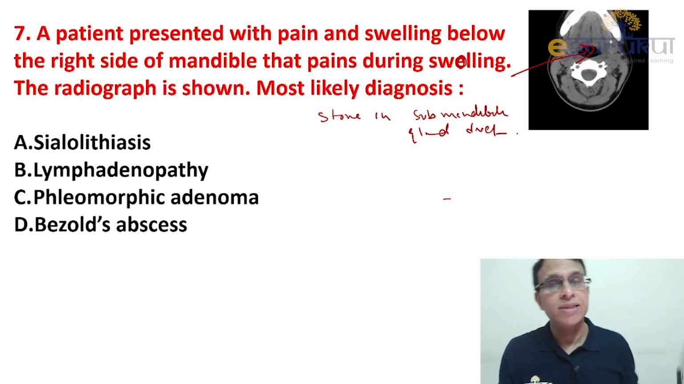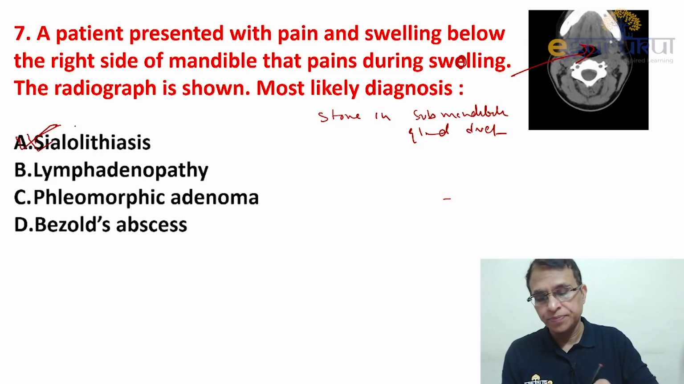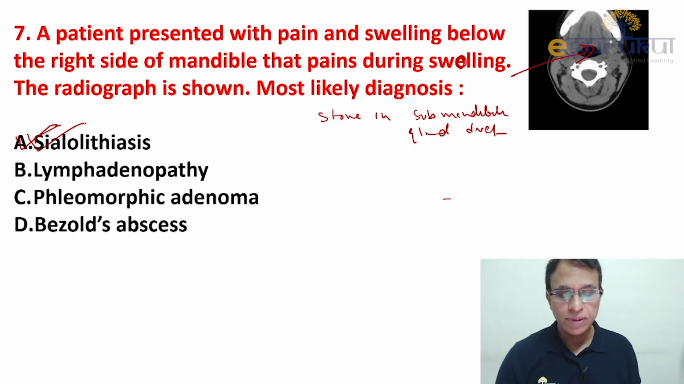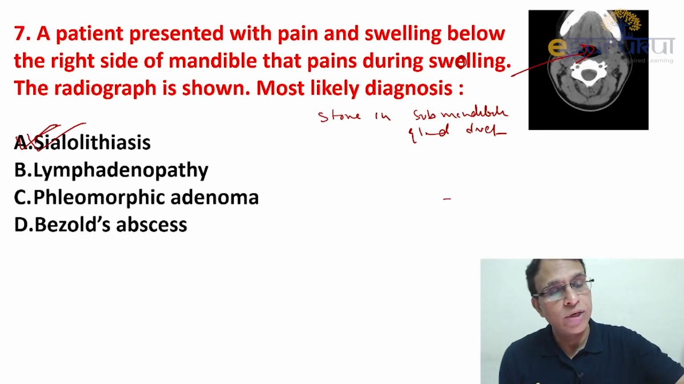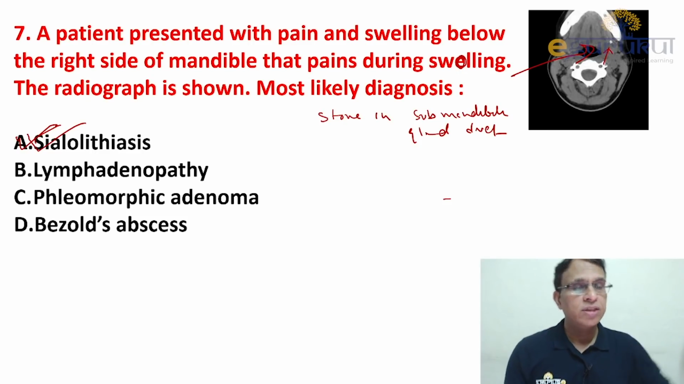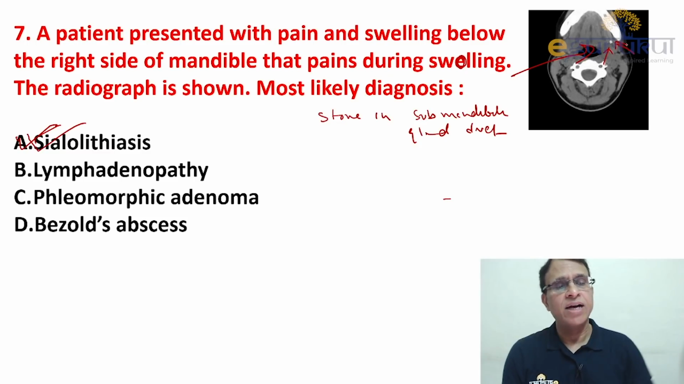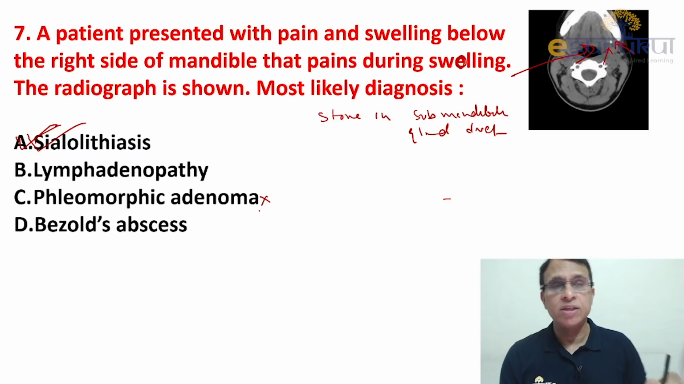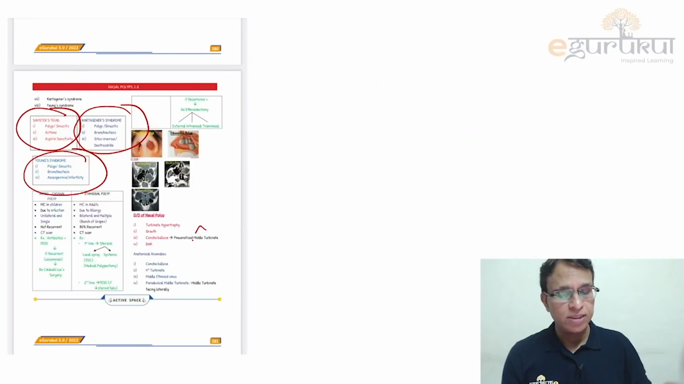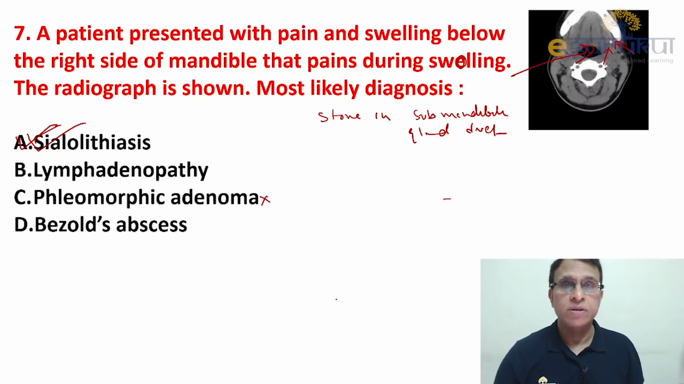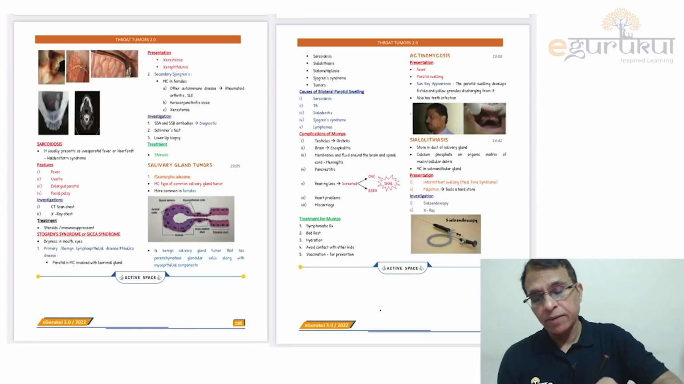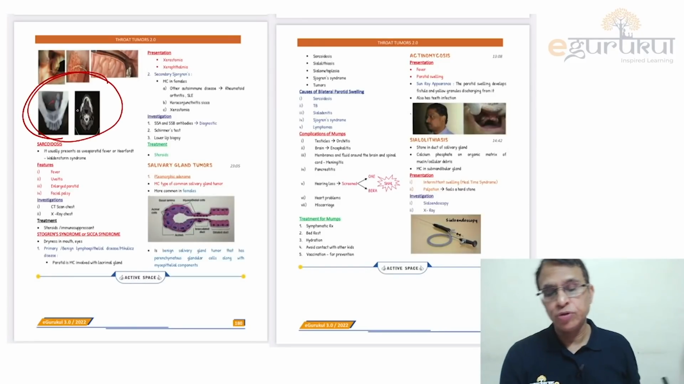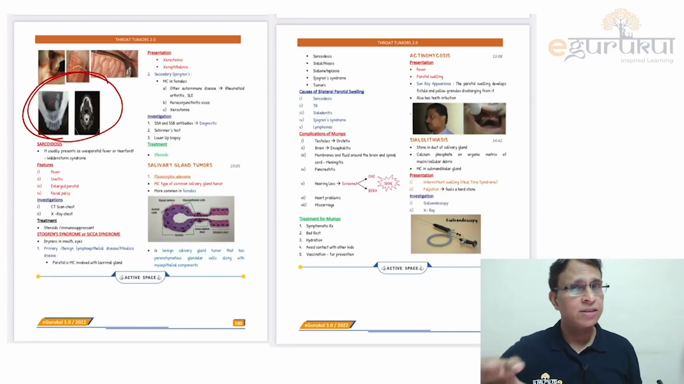isn't it? And this condition is called sialolithiasis. I've discussed this topic in the eGurukul app. A lymphadenopathy will not give you a stone like this. It's a soft tissue. This is very clearly a high dense thing like calcium or a stone, isn't it? Pleomorphic adenoma is a tumor. It presents very differently. And Bezold's abscess is an abscess of the sternocleidomastoid. It's an abscess. This is a high dense structure. You can see that. And here is the image. I've shown you in the eGurukul app almost exactly the same image.